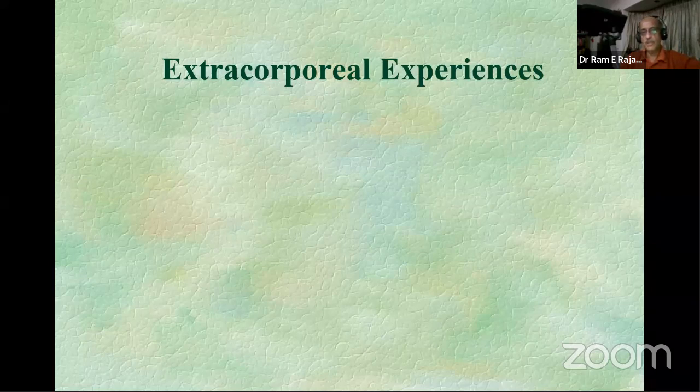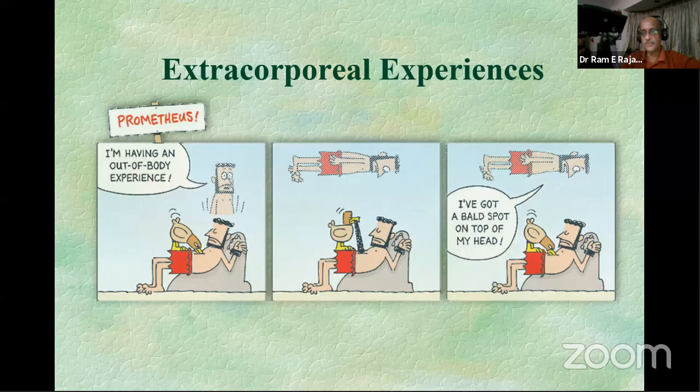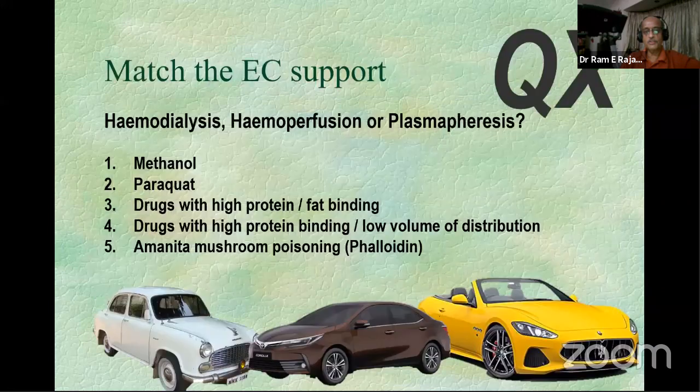All right, the last one is about extracorporeal experiences. Okay, all right. So let's just ask you a simple question. There are different kinds of extracorporeal devices, like there are different cars. Hemodialysis, the Ambassador, hemoperfusion, the Corolla, and plasmapheresis, my Maserati over there. Okay, so which of these would you use, the Ambassador, the Corolla, or the Maserati for each one of these toxicities? So anybody can just take it and say, methanol, I'm going to use hemodialysis, hemoperfusion, or plasmapheresis.